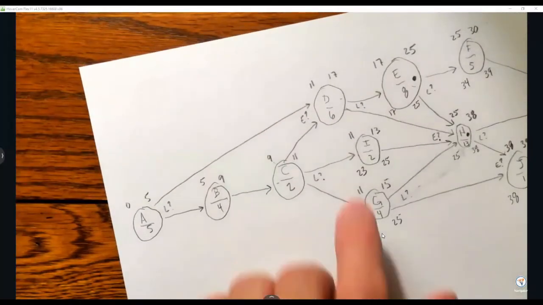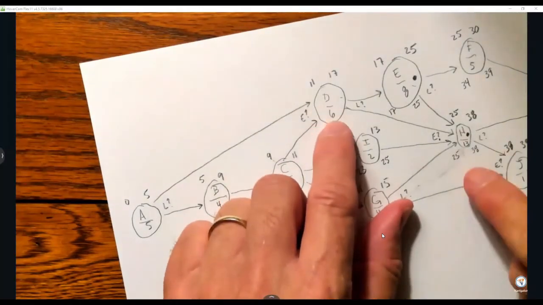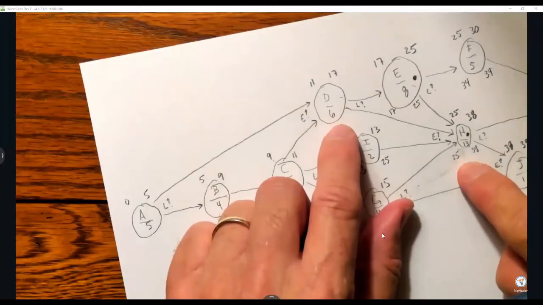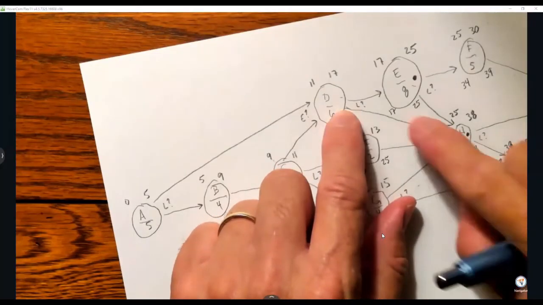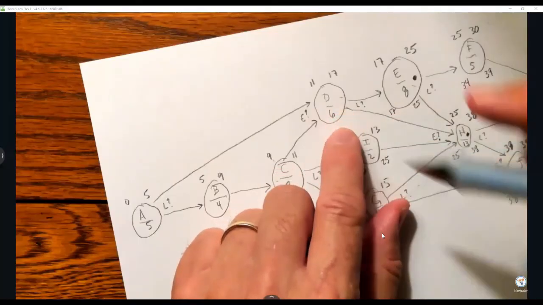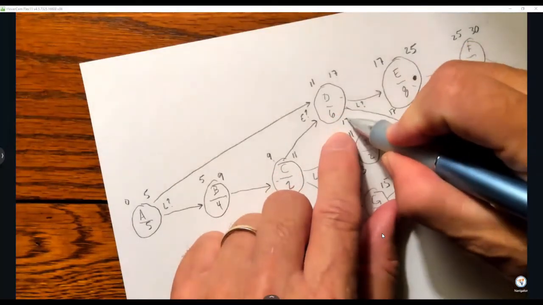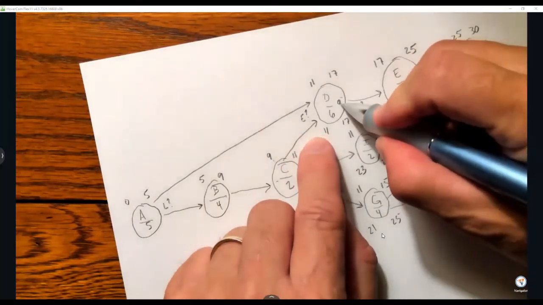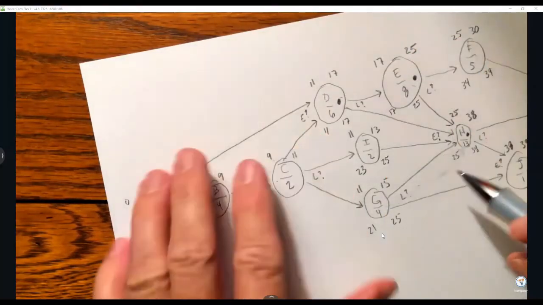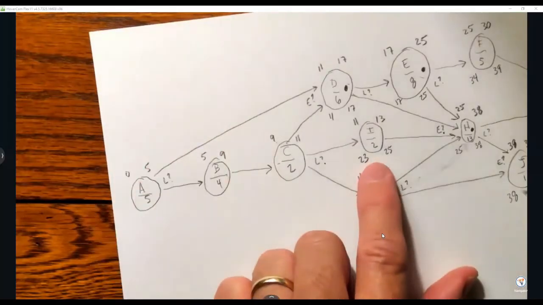All right, this one we can do. This one has a 25 coming into it, and this one has a 17. I choose the smaller number, 17. 17 minus 6 is 11. Those two line up on the critical path. Okay. Whew.